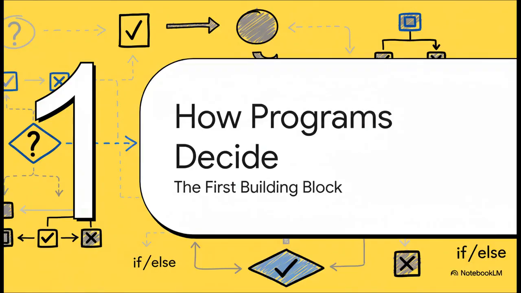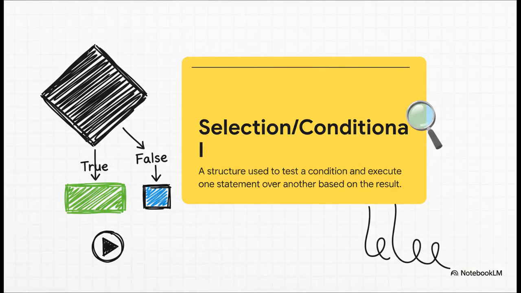First up, decisions. Look, before a program can do anything complicated, it has to be able to look at a situation and choose a path. This is like the very first step to creating smart, responsive code. Okay, so the fancy term for this is a selection or a conditional statement. But all it is, really, is a structure that tests a condition. It asks a question. And based on whether the answer is true or false, it decides which chunk of code to run next. The easiest way to picture this is a fork in the road.